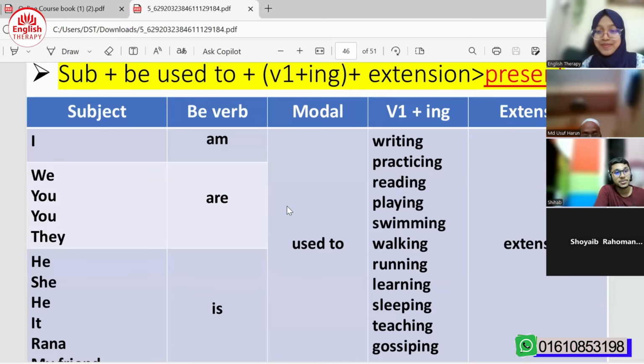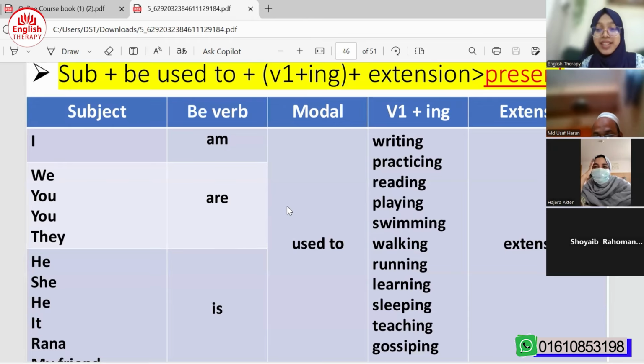Yusuf sir. Okay, I know that you are ready. So translate it, sir. আমি শিখতে অভ্যস্ত। I am used to learning. আমি শেখাতে অভ্যস্ত। I am used to teaching. Hajira ma'am, what will be the answer? I am used to teaching. Okay, thank you.